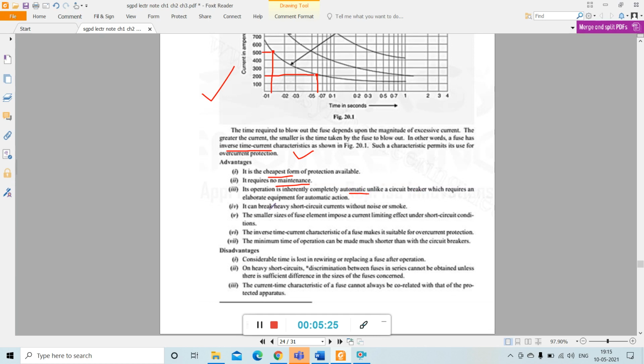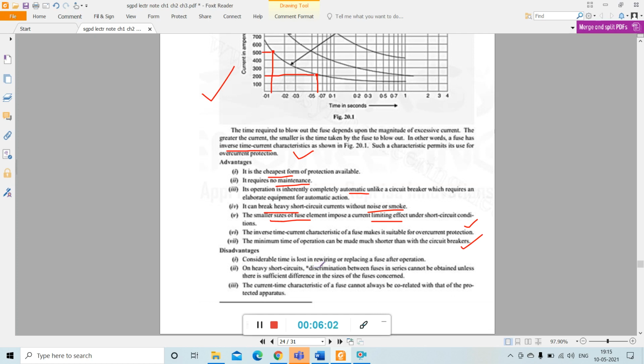Okay, and a fuse breaks heavy short circuit current without noise or smoke. Yes, the smaller size of fuse element imposes a current limiting effect under short circuit condition. So the inverse time current characteristics of a fuse makes it suitable for overcurrent protection. The minimum time of operation can be made much shorter than with the circuit breaker. So these are the advantages of fuse.